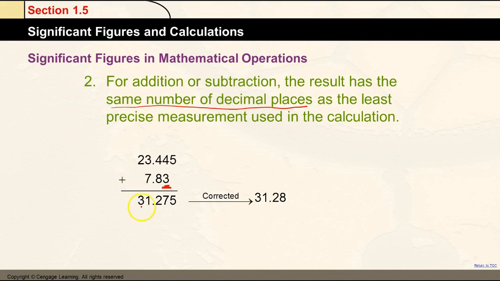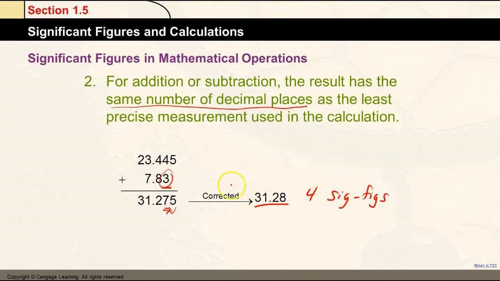So if you add these two together on a calculator, you get 31.275. Now we know that this 7 here is the 100th spot. That limits where our sig figs can go to. So we have to stop at the 7 here. And so our 5 is going to round that number up, and our corrected answer would be 31.28. So this number would have 4 significant figures, and that would be our proper answer.